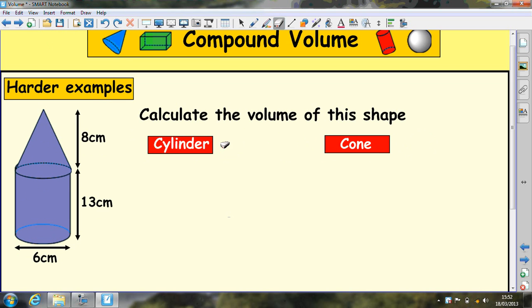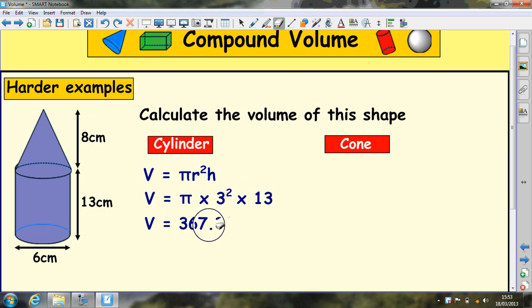So we would look at our formula sheet, get the formula for the volume of a cylinder, which is V equals pi r squared h. We would use pi as 3.14. In this case, the radius is not 6, that's the diameter all the way across. The radius is 3. So times 3 squared, and the height of the cylinder is 13. So times 13. Type all that into a calculator, and we come out with the volume of the cylinder, 367.38 centimetres cubed.